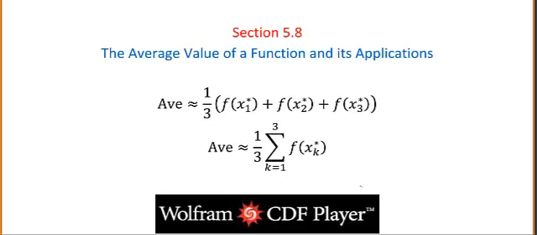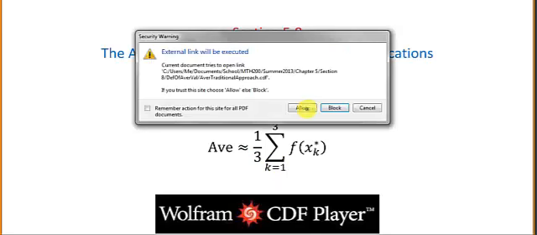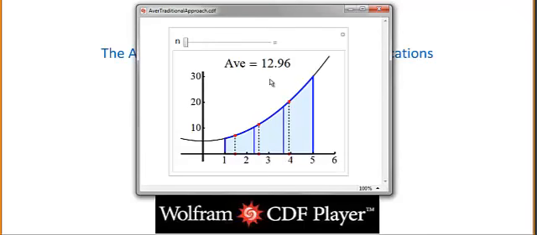So let's suppose we did that with a function. We take a sample. Let's suppose we pick 3 different values, one at x sub 1 star, one at x sub 2 star, one at x sub 3 star, add them up and divide by 3. This would give us an estimate of an average value. We could write this in summation notation as 1/3 the sum as k goes from 1 to 3 of x sub k star. This is the function x squared plus 5, and I've chosen 3 values, and the average I got was about 12.96.